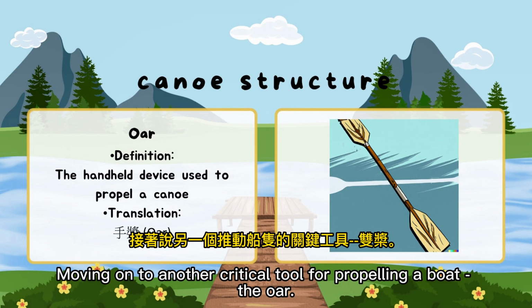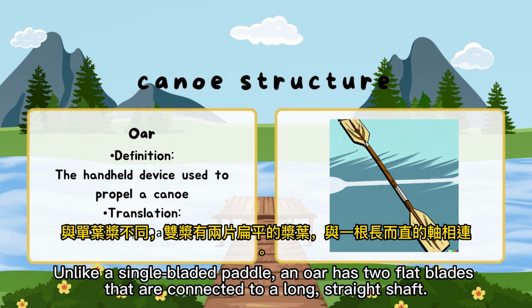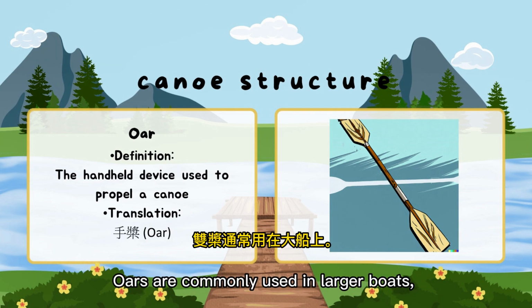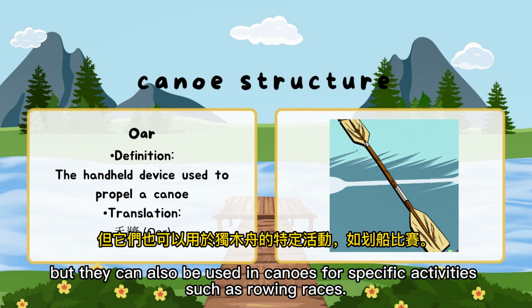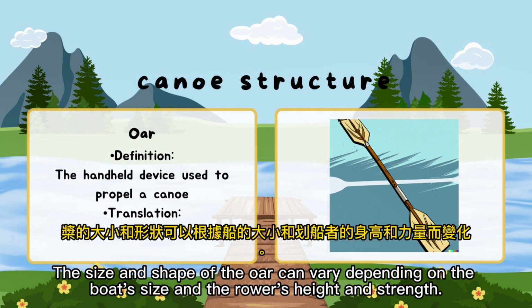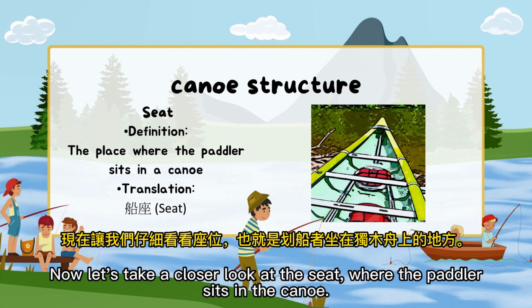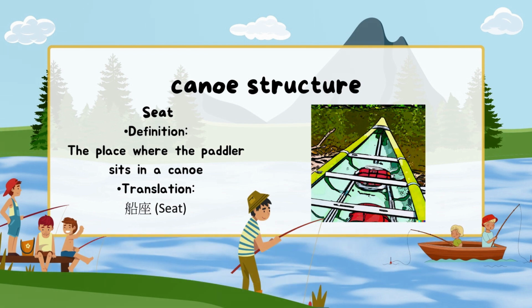Moving on to another critical tool for propelling a boat, the oar. Unlike a single-bladed paddle, an oar has two flat blades that are connected to a long, straight shaft. Oars are commonly used in larger boats, but they can also be used in canoes for specific activities such as rowing races. The size and shape of the oar can vary depending on the boat's size and the rower's height and strength.